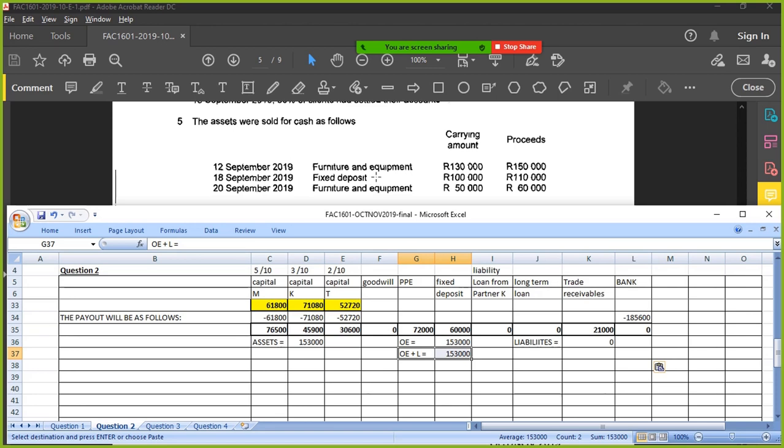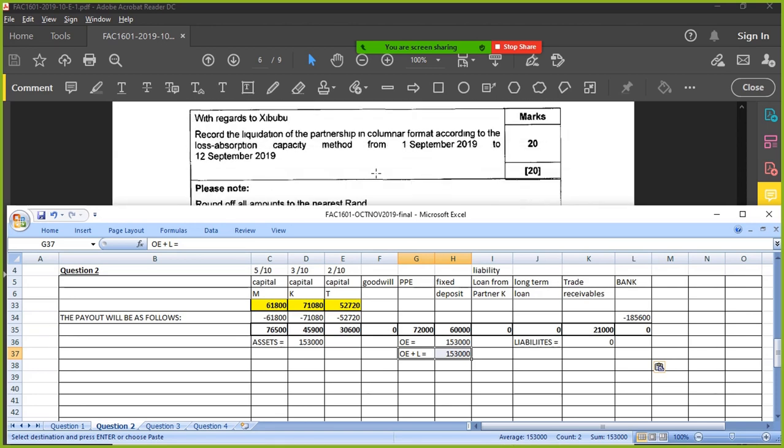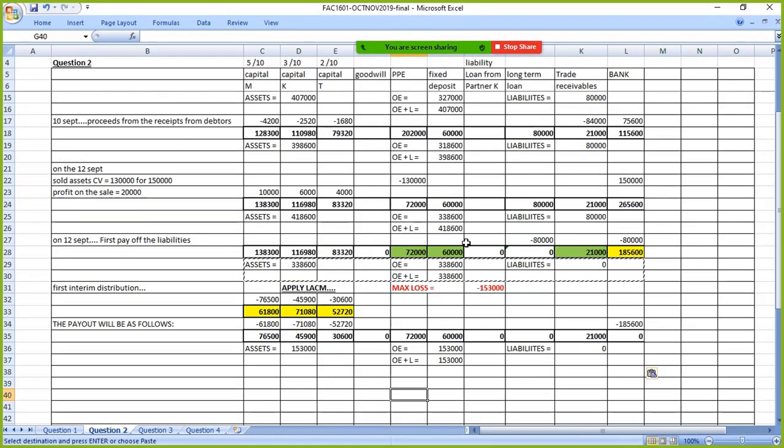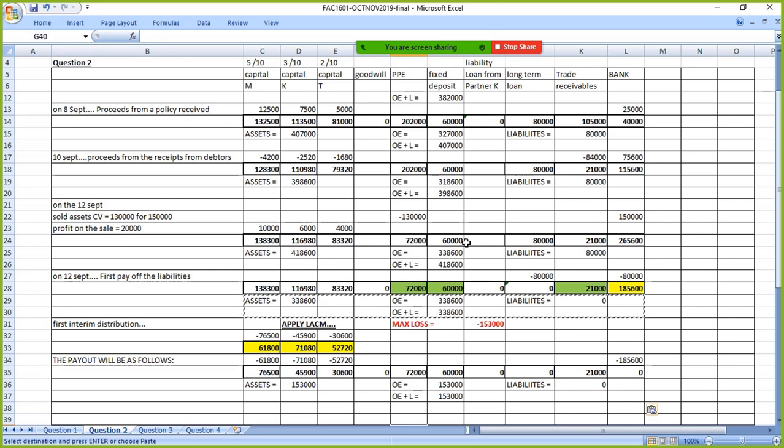All right, are you okay with that? And that's where you had to end. Did yours look the same as mine? The only mistake that I made was, for some reason, I closed off trade receivables. Ooh, okay, I'll be careful. Trade receivables can't be closed off because only 80% was paid. Obviously, there are still some outstanding debtors.